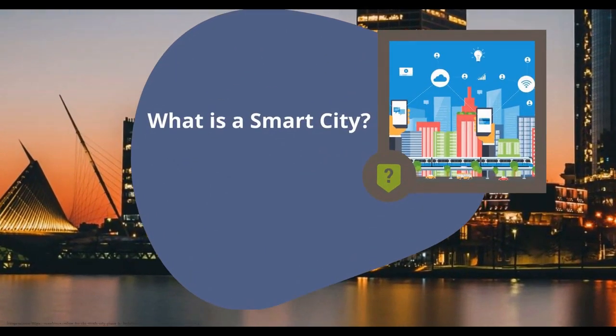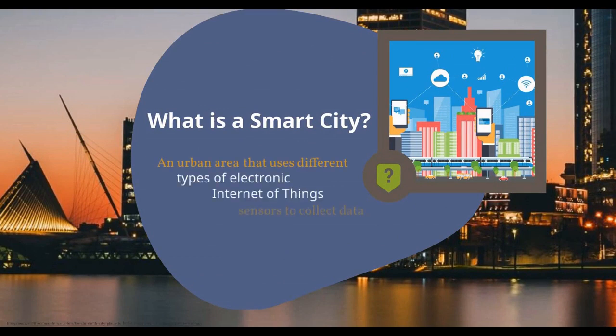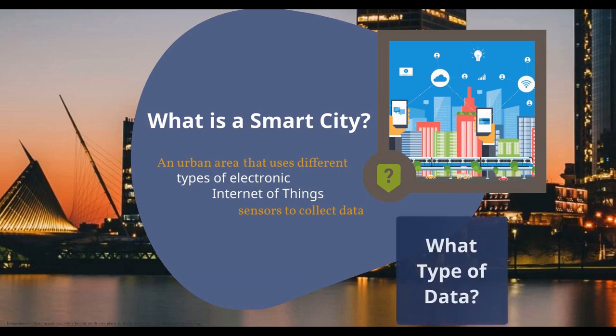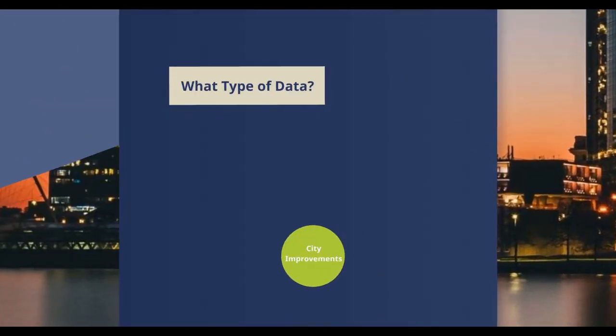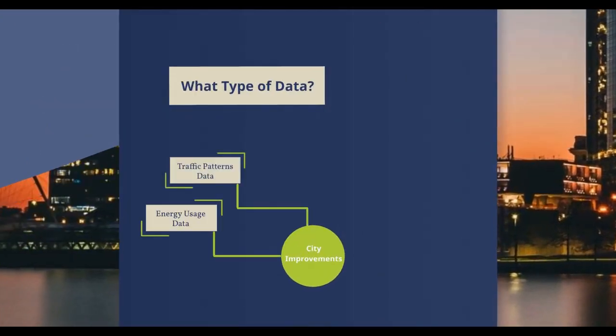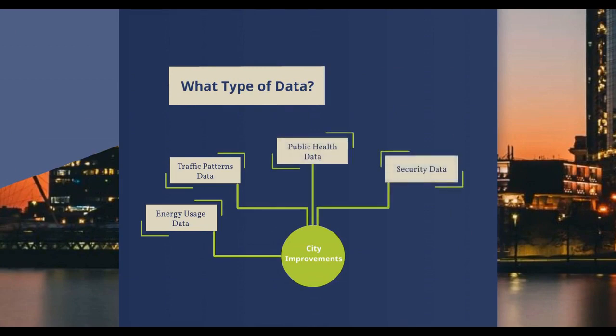So what is a smart city? Some might define a smart city as an urban area that uses an electronic Internet of Things and sensors to collect data. Insights gained from that data are used to manage assets, resources, and services efficiently. In return, that data is used to improve the operations across a city.